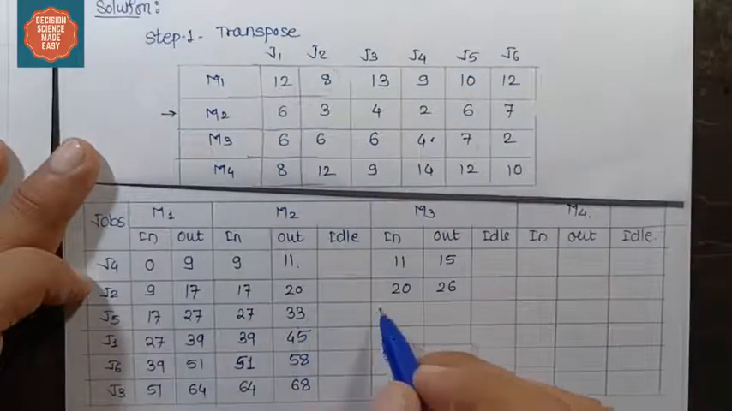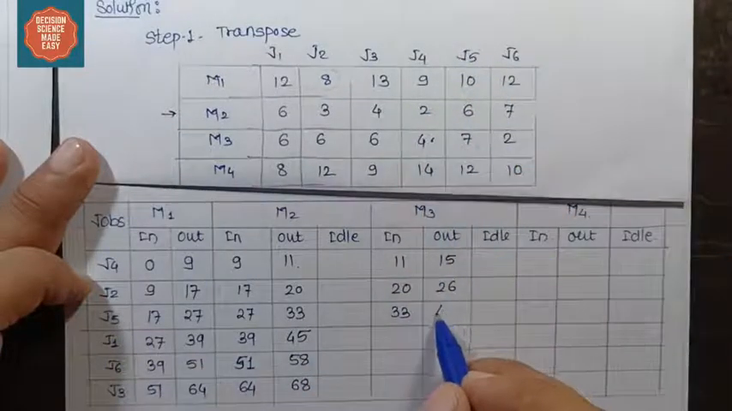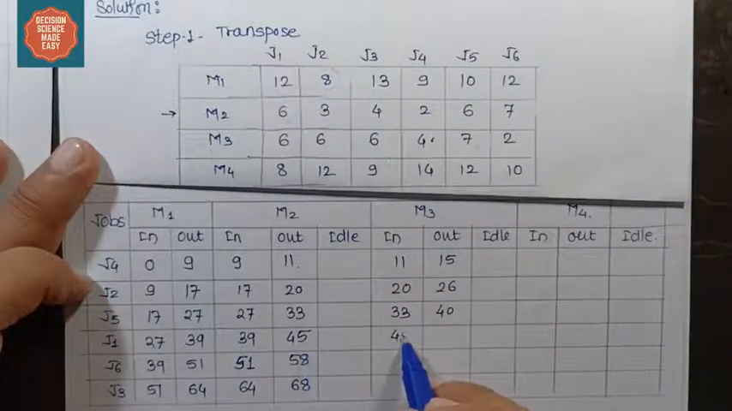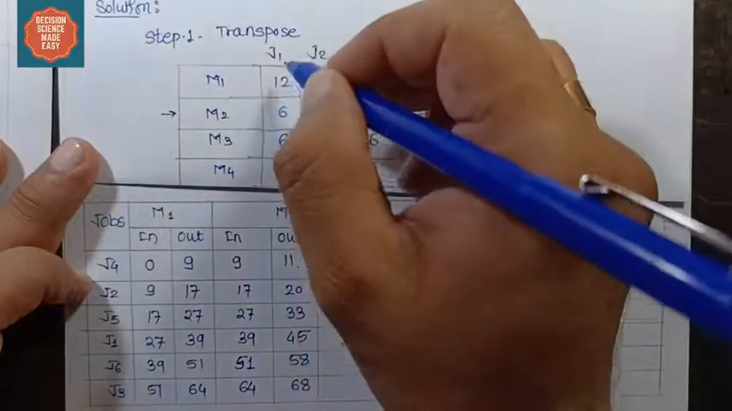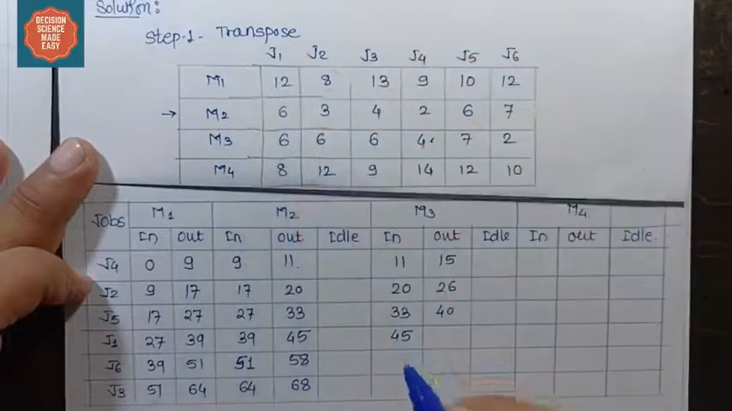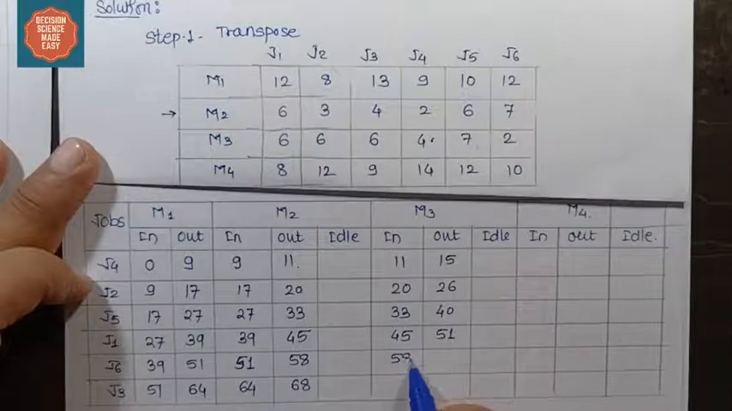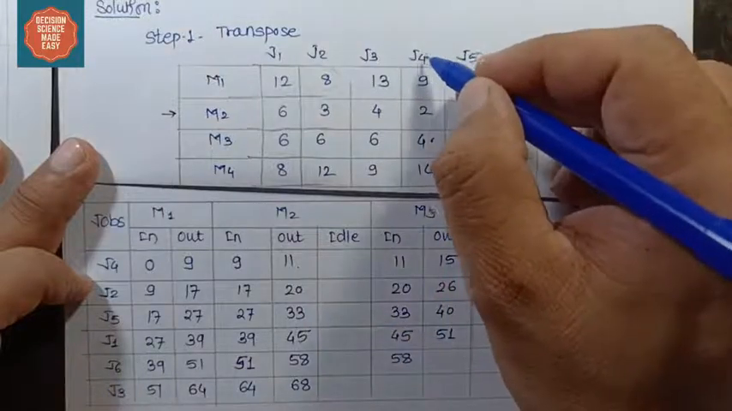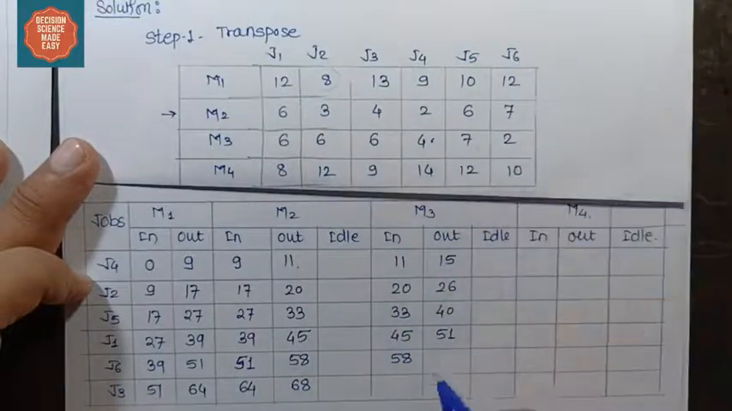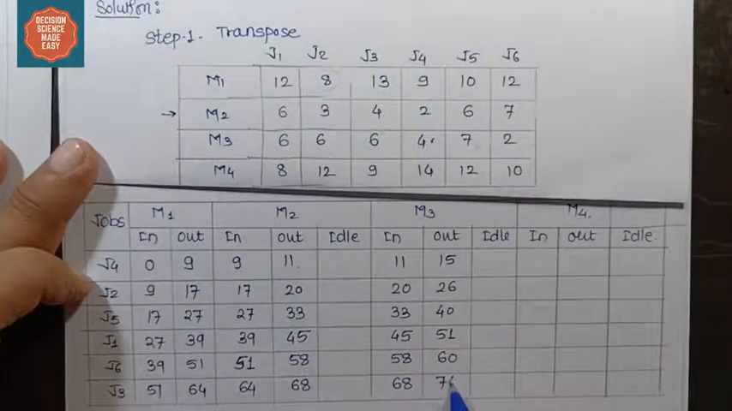26, 33, again 33 I'll select. J5 is 7, so this is 40. 40, 45, 45 is greater. So J1 again for M3 is 6, so this becomes 51. Choose the highest between these, that is 58. J6 for this is 2, so this becomes 60. 60, 68, I'll choose 68 plus J3 for M3 is 6, so that is 74.